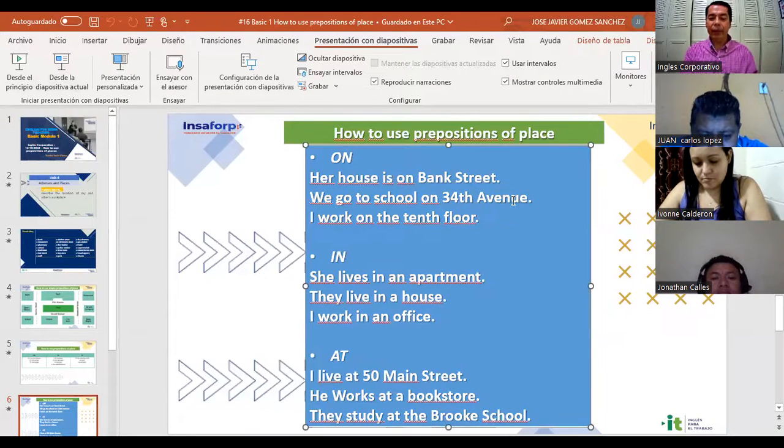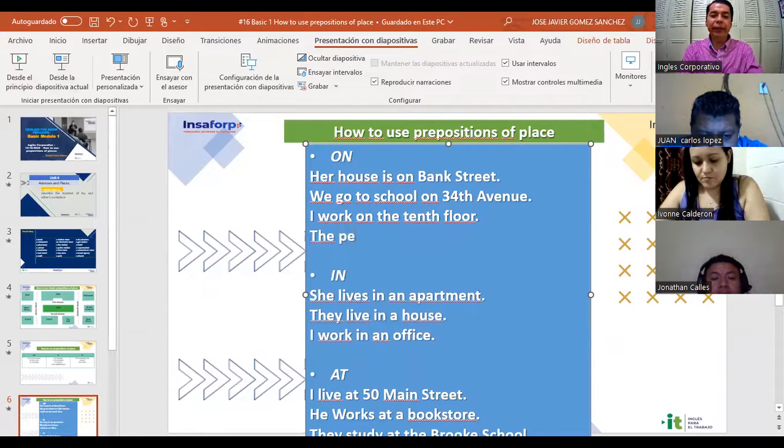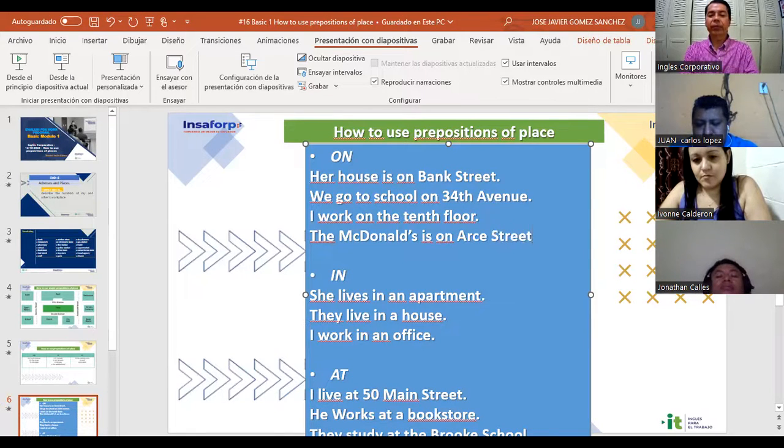Okay. For example, we can say the pencil is on the table. The book on the table. On the table, right? We can also say the picture is on the wall, right? Surface, right? We can also say, for example, McDonald's is on Arce Street, right? Again, the street is surface, right?